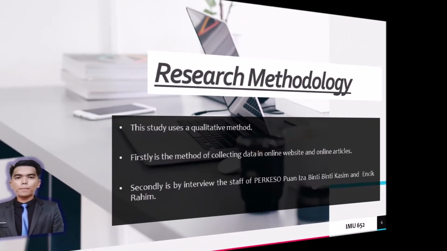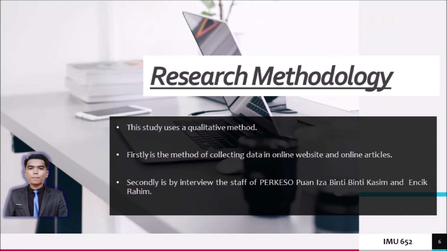Okay, for the research methodology, the study used a qualitative method, where firstly is the method of collecting data from online websites and online articles. Secondly is by interviewing the staff of Perkeso, Puan Iza binti Qasim, the senior executive, and Encik Rahim bin Wahab, the executive officer. We made the interview session using WhatsApp video call on 17 April 2020.